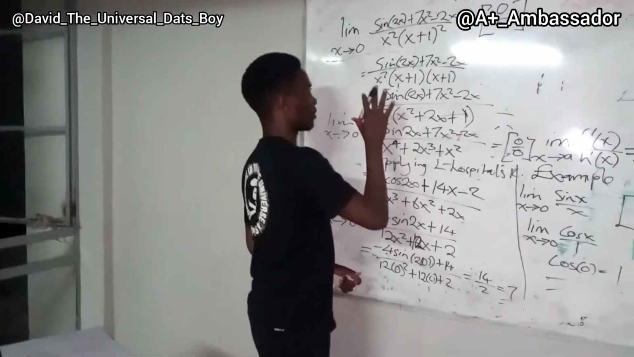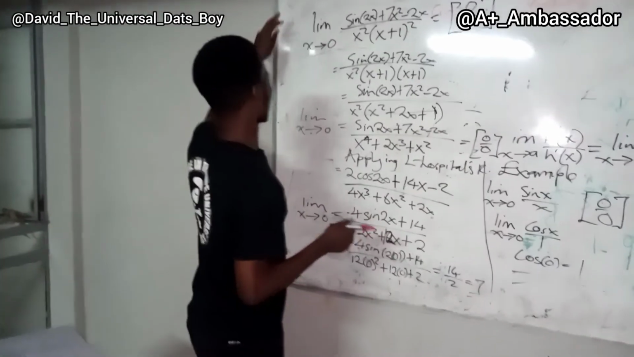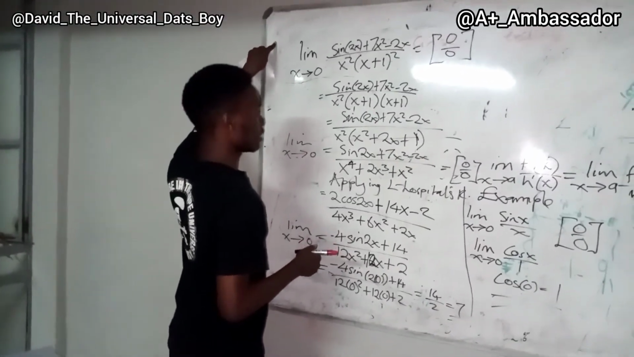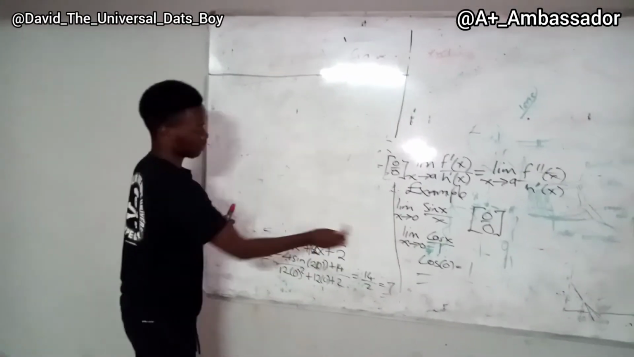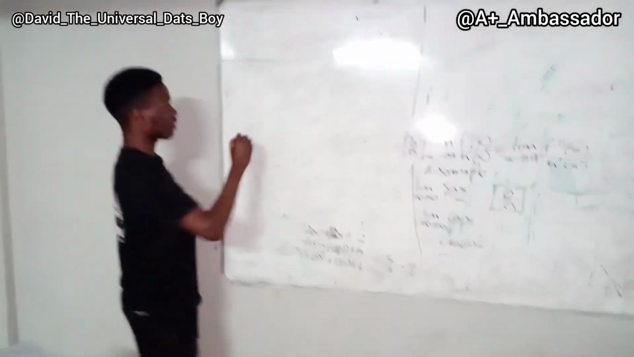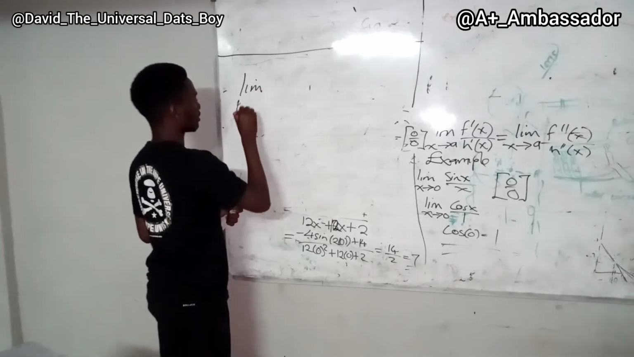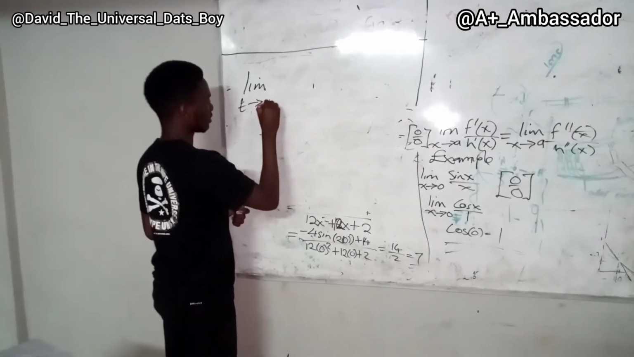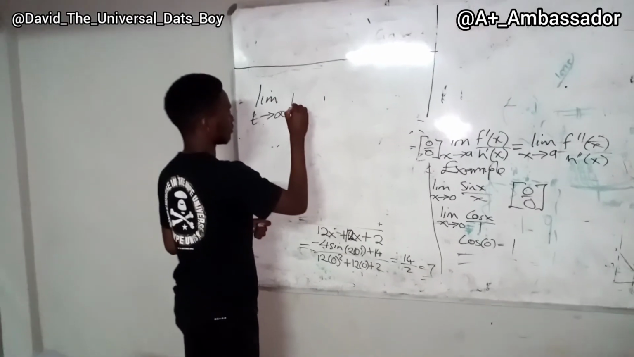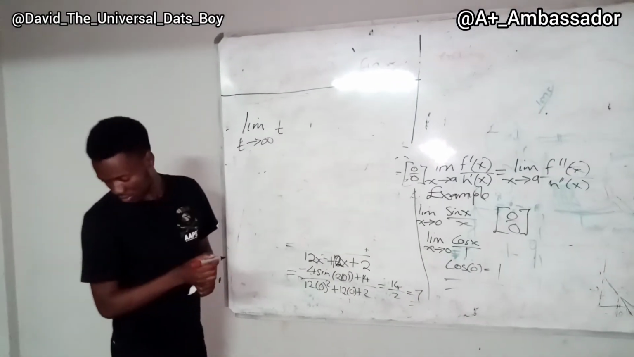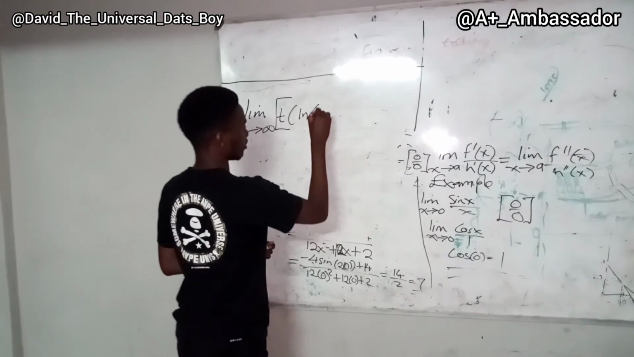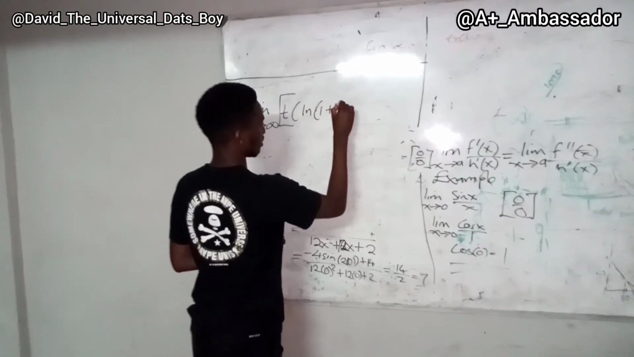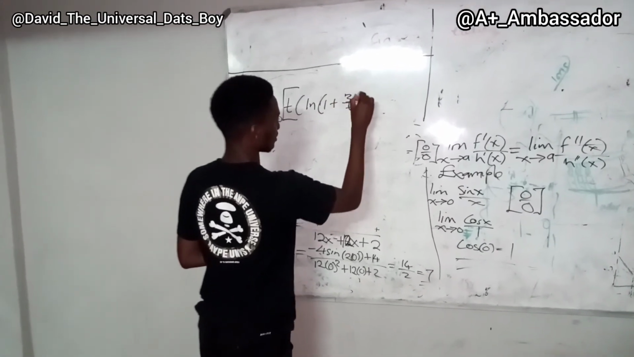So that's the question that was in the test and the solution. That was question 1, Roman numeral 1. So now we are going to go to question 2. The limit as t approaches infinity of t, is it, of t in brackets natural log of 1 plus 3 over t.